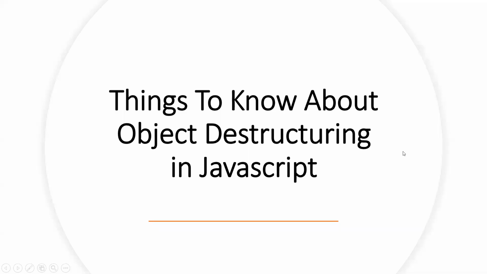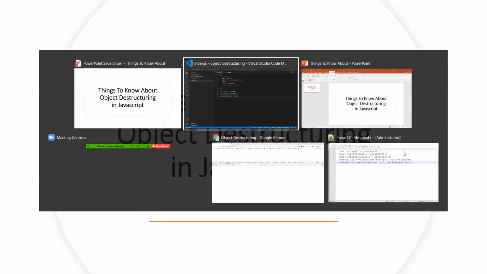Hi all. Today we'll discuss object destructuring in JavaScript. What exactly does its definition mean? We are trying to extract the properties from an object and bind them to variables. So this is about object destructuring. Let's see that with an example.